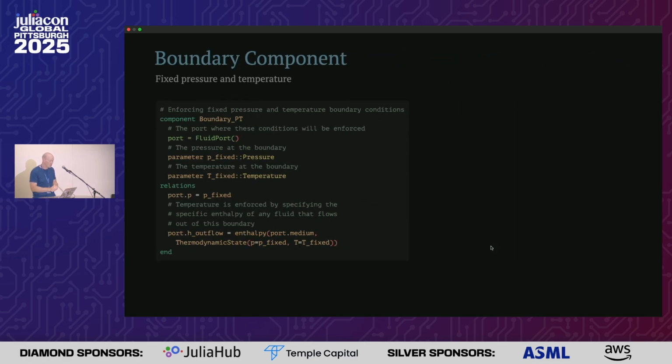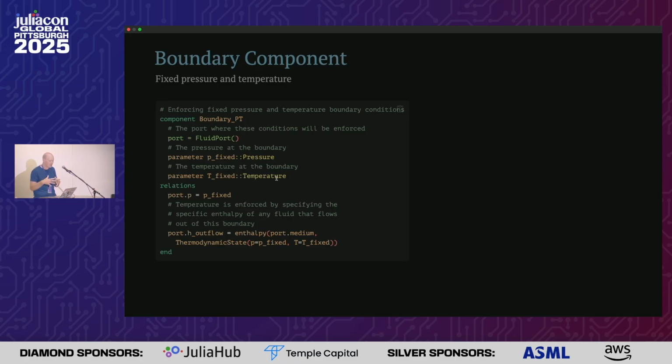Here's an example of a very simple component modeled using Dyad. This is a boundary component where we're going to assume fixed pressure and temperature conditions. So there's some port. These fluid ports are the means by which fluid components exchange information conceptually. So this thing is going to be connected to something through this port, but it's going to enforce the fact that the pressure at that port is fixed according to some parameter, and it's going to compute the enthalpy at that port. So when mass flows out of this component into another component, this is the specific enthalpy of that fluid, and that is calculated based on this fixed temperature parameter.